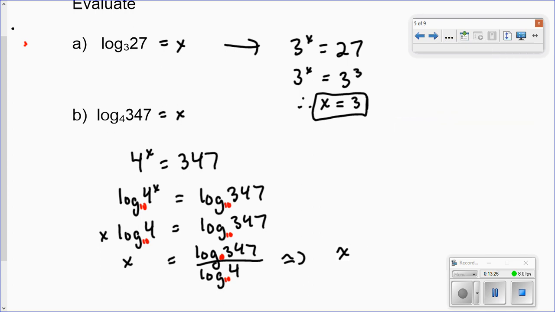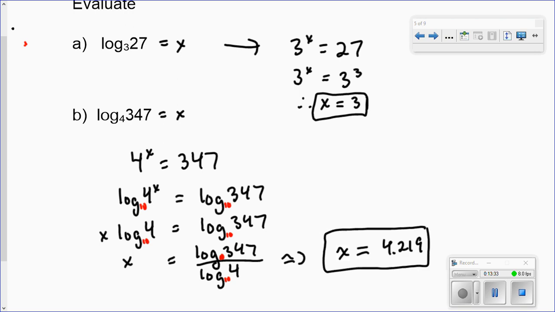I just do a simple calculator step and I get 4.219. So by trial and error, that would have taken us a little bit of time, and it wouldn't have been as accurate. So that's a neat way to do this in that other form.